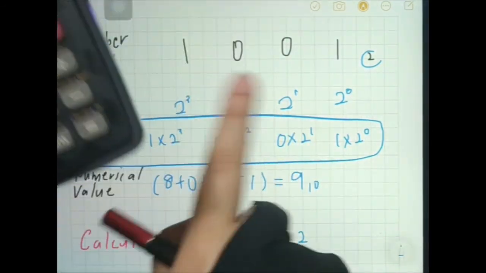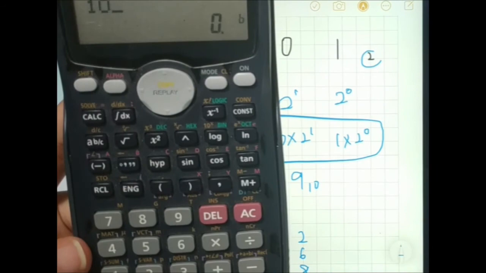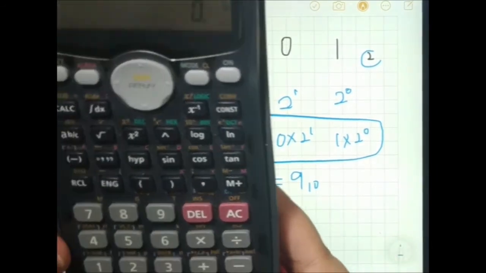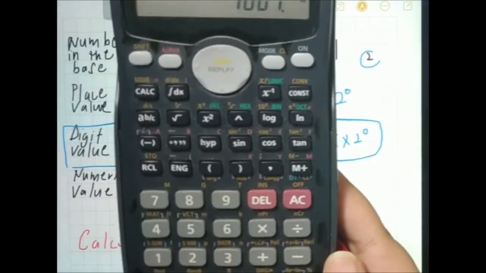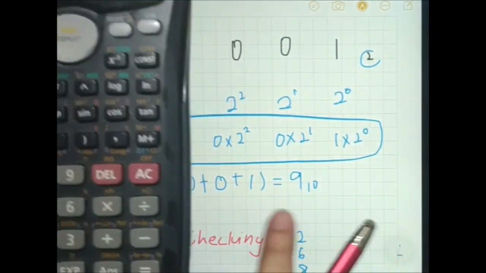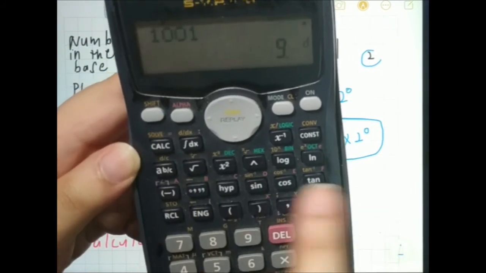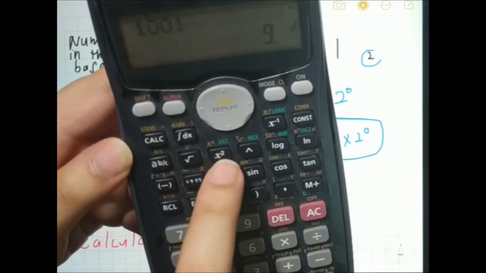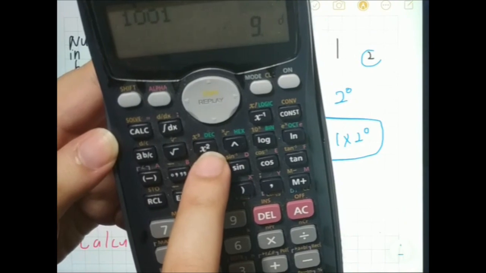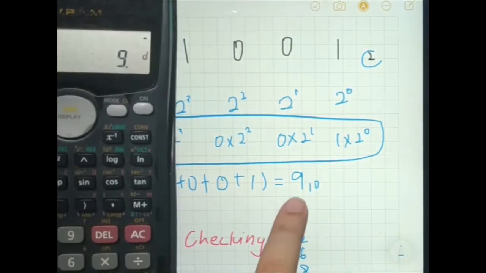Alright, so we put the number into the calculator. So 1001. We press equals. So the number comes out the same. If you want to check our answer, which is in base 10, we simply press deca, which is the x power 2 button, and we will get 9. The answer is 9.